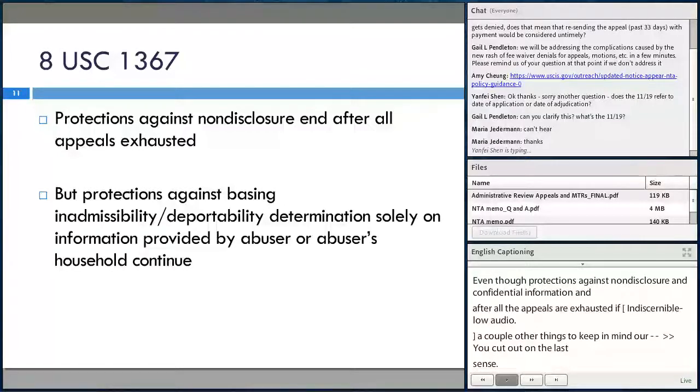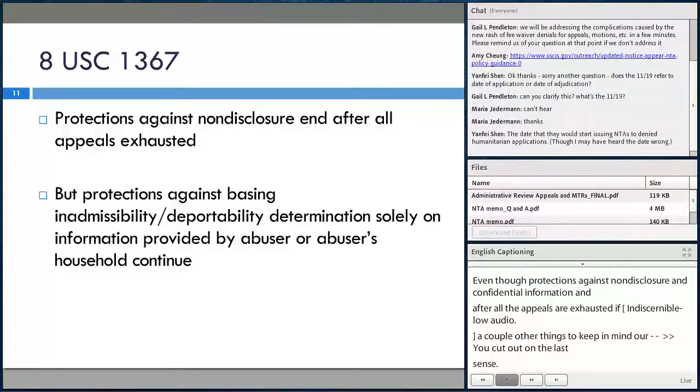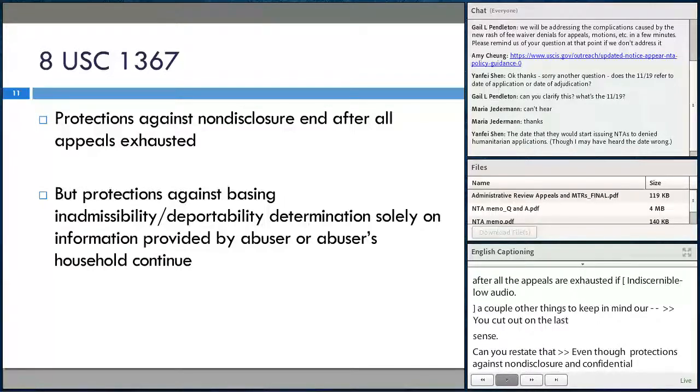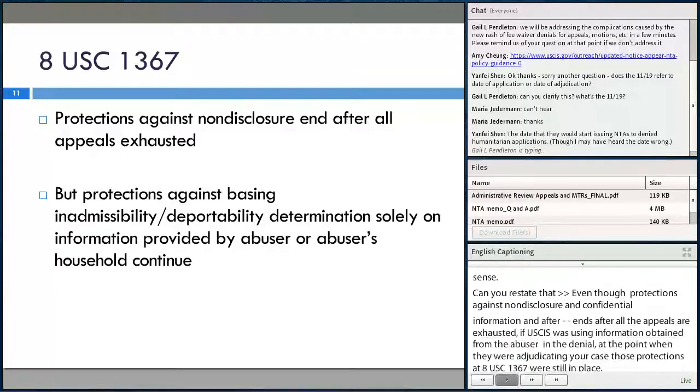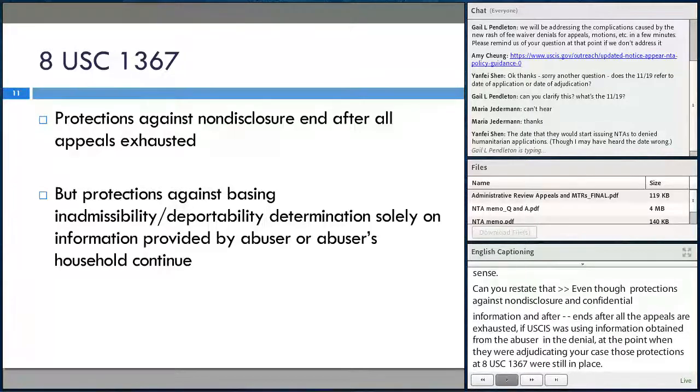Okay. So even though protections against the non-disclosure of confidential information end after the appeals are exhausted, if USCIS was using information obtained from the abuser in the denial, then at the point when they were adjudicating your case, those protections at 8 U.S.C. 1367 were still in place, right? And so we would argue that using that abuser-provided information at that point is still a violation of the statute.